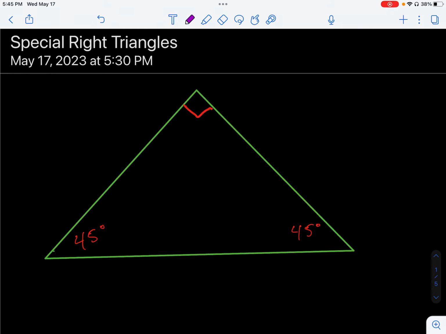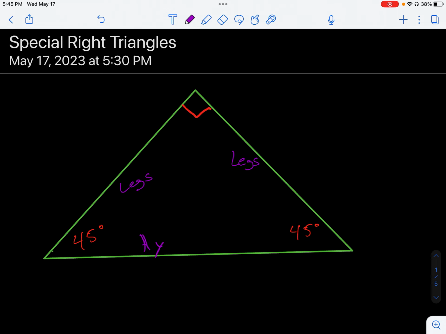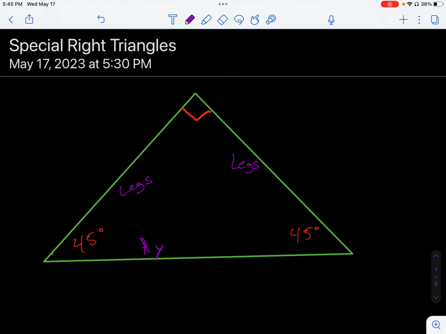All right, so let's take a look at some special right triangles that we have. When we have a right triangle that has two 45-degree base angles, the sides that form the right angle are called the legs, and the longest side, which is across from the right angle, is the hypotenuse.